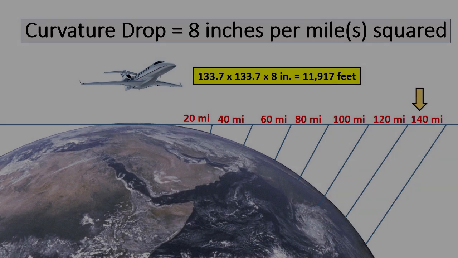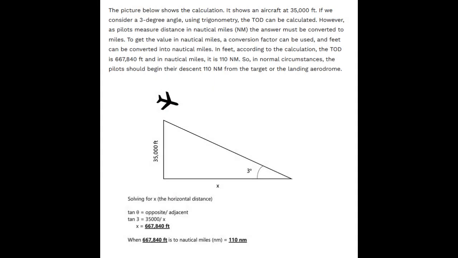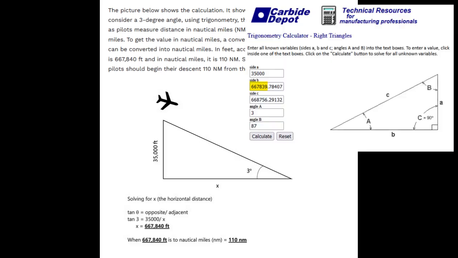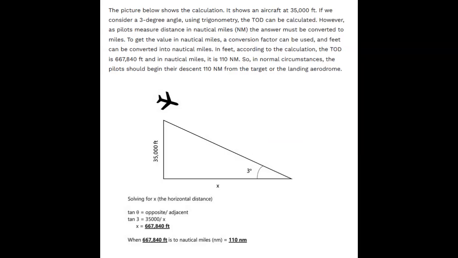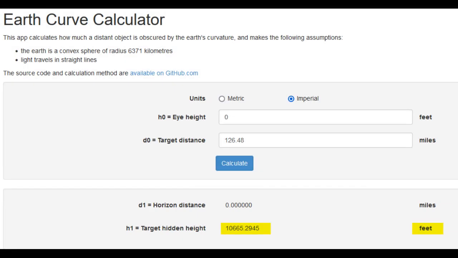Of course it would. Here's another example from simpleflying.com with a top of descent altitude of 35,000 feet. It's the same trigonometry, but let's use our online calculator. We get the amount of 667,840 feet, which equals 126 miles. What's the curvature drop at 126 miles? 10,665 feet. Do you think 10,665 feet would be important for a pilot to consider?